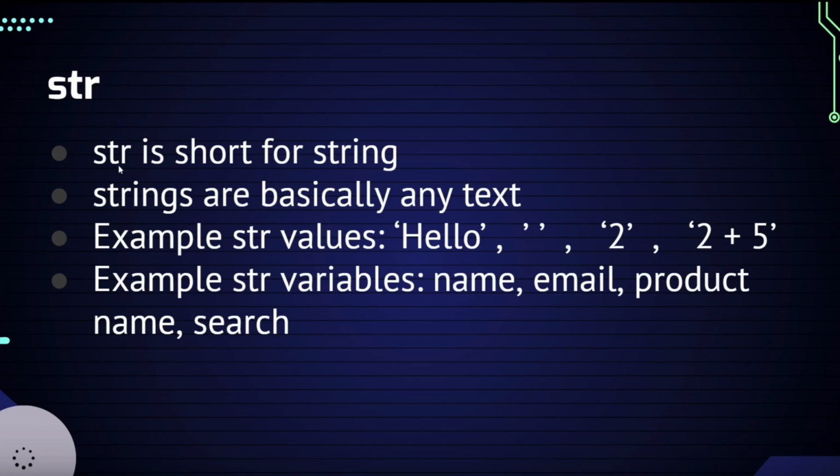So string, str is short for string. And strings are basically any text, any combinations of words or characters. So examples of string values could be hello, just a single space. You could have 2 or 2 plus 5. And notice that you can only have a string as long as it's surrounded by quotation marks. So examples of string variables could be name, email, product name, or search.